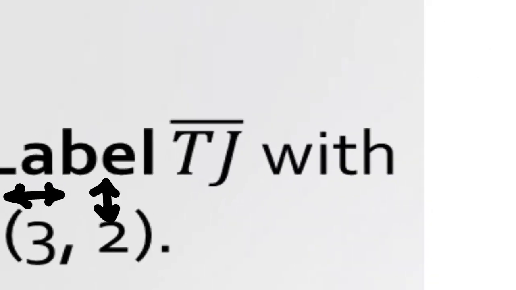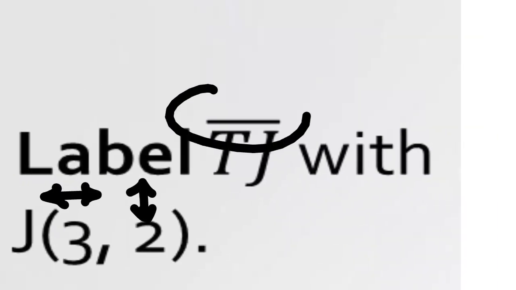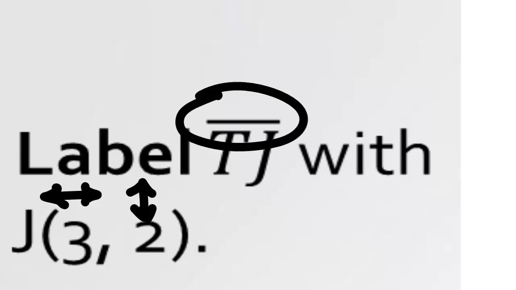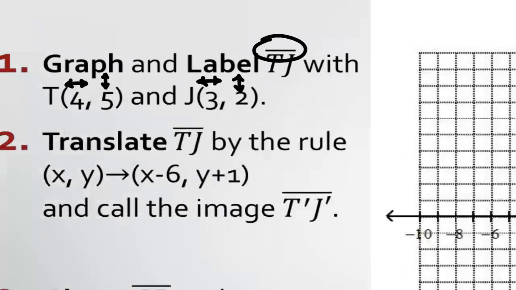The notation over TJ up here, if you look at that, it does not have arrows. If it had arrows on the end, then we would continue past those points and we'd put arrows on it. But because it does not have any arrows here, we stop at these two endpoints.